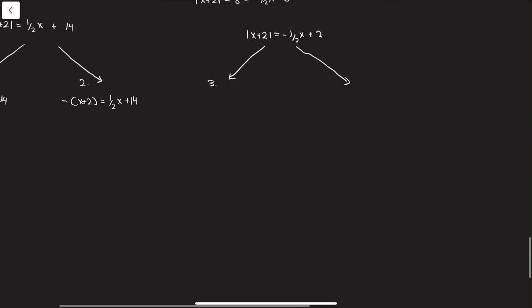Let's call this one 3. So in this one, when the absolute value of x plus 2 is positive, we'll have x plus 2, and that's equal to negative 1/2 x plus 2. And in this case, when it's negative, we'll have negative x plus 2 is equal to negative 1/2 x plus 2.